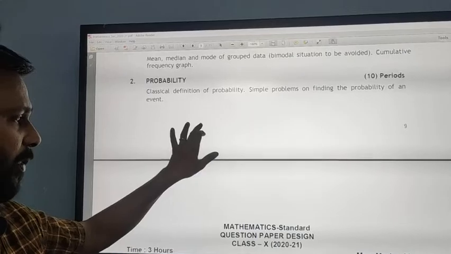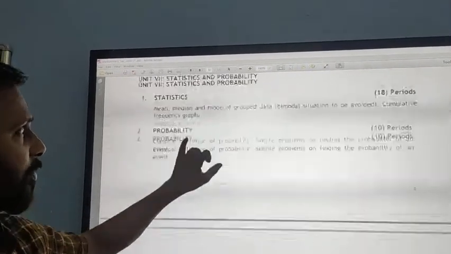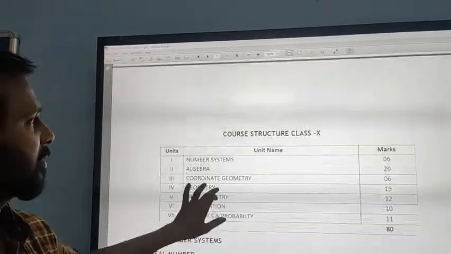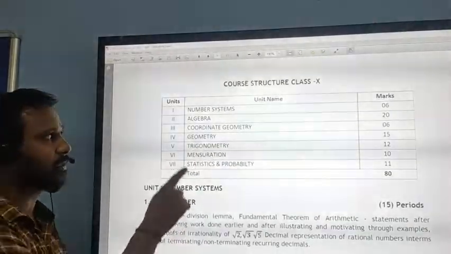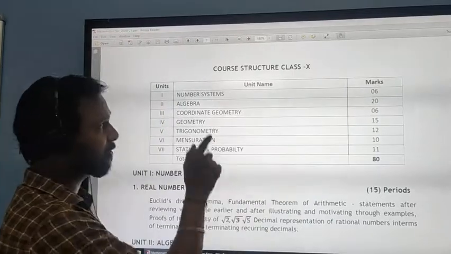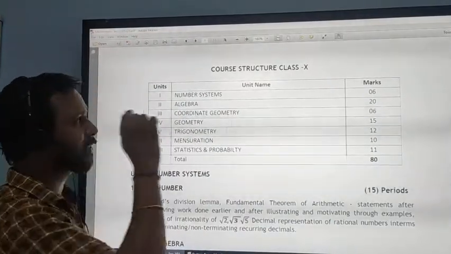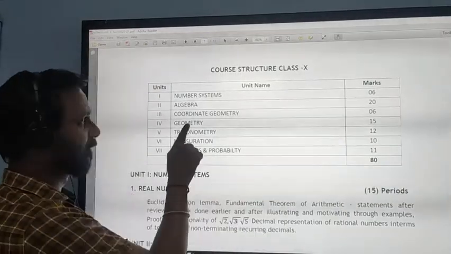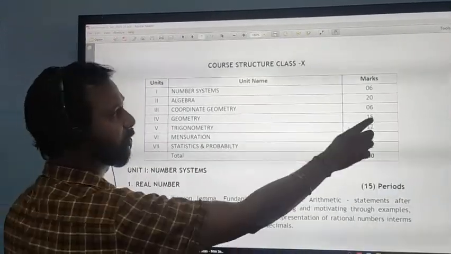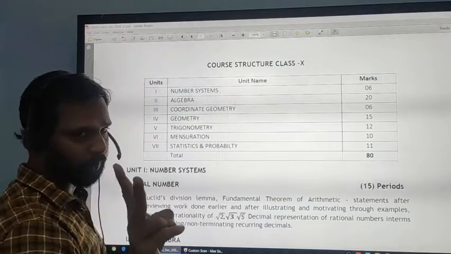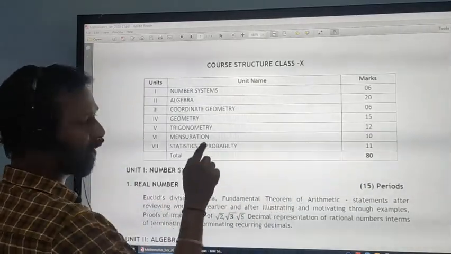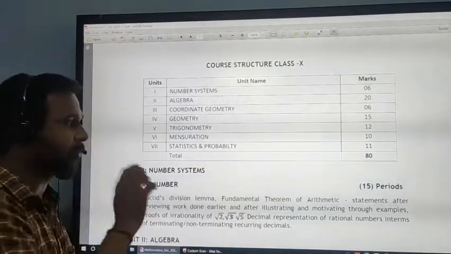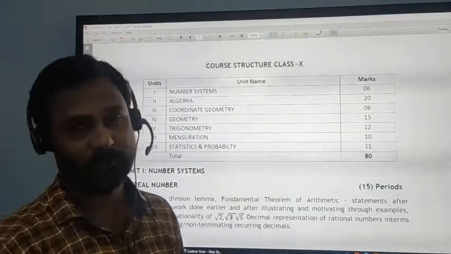The whole 15 chapters are divided into these sections, and let us see what the weightages are. These are the weightages in 10th class. Number system, single chapter, 6 marks. Algebra, if you remember, 4 chapters, 20 marks. Coordinate geometry, single chapter, 6 marks. Geometry, 3 chapters, 15 marks. Trigonometry, 2 chapters, 12 marks. Mensuration, 2 chapters, 10 marks. Statistics and probability, 11 marks, and the total is 80 marks.